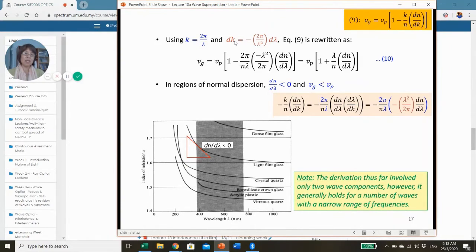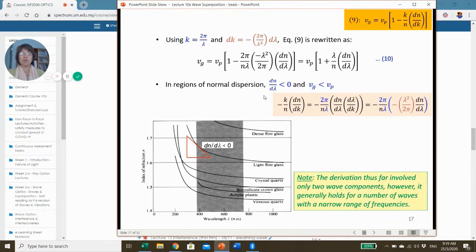So that will be equal to negative lambda squared over 2 pi. Substitute that into this one. This becomes positive. 2 pi cancels, one of the lambda cancels, so we're left with positive lambda over n. So therefore, we will have Vg equals Vp times 1 plus lambda over n dn d lambda, as in equation 10.